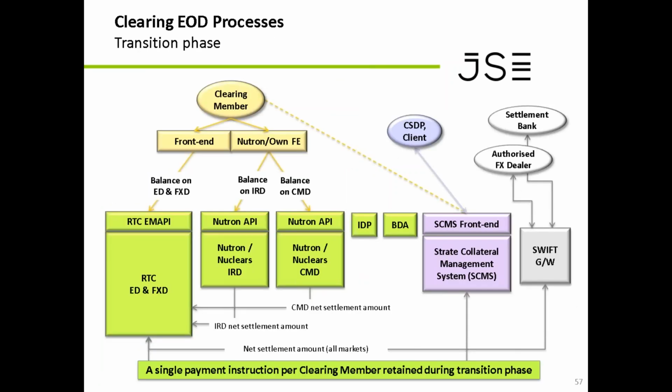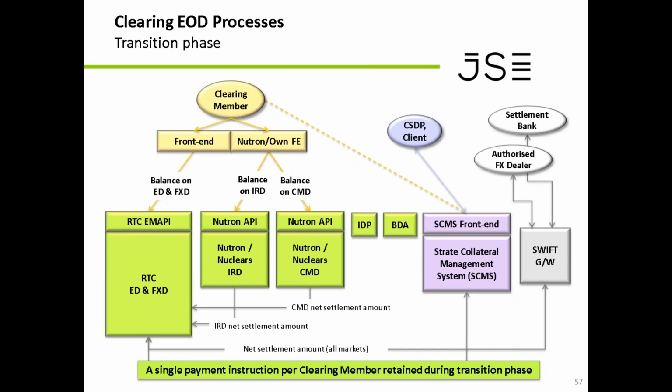So this is what it's going to look like in the transition phase. You've got your clearing member up there, and you would now need two front ends. One that links the clearing member to the equity derivatives and currency derivatives on RTC, and then another front end where interest rate will still be on Neutron and commodity derivatives also on Neutron. So what we're trying to point out here is that you would have to balance on RTC for these two markets, on Neutron for interest rate, and on Neutron for commodity derivatives.